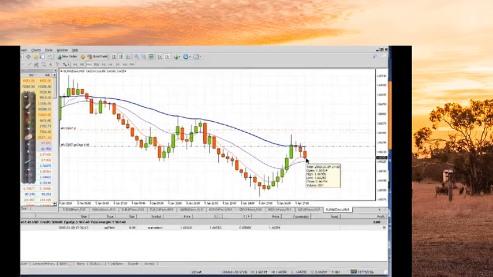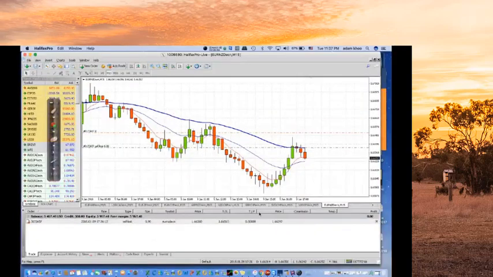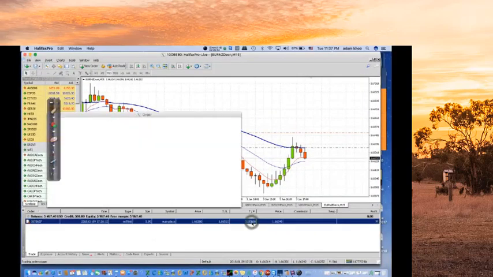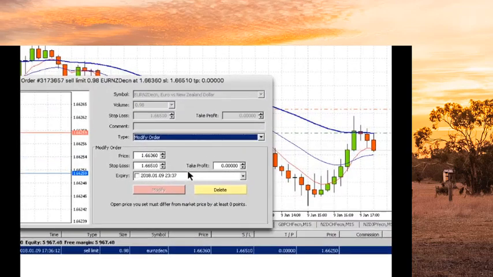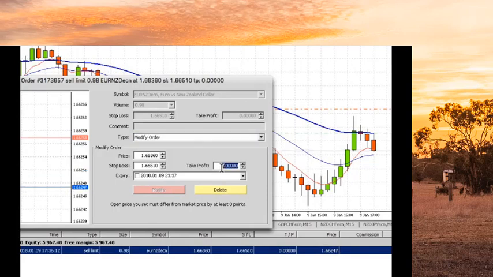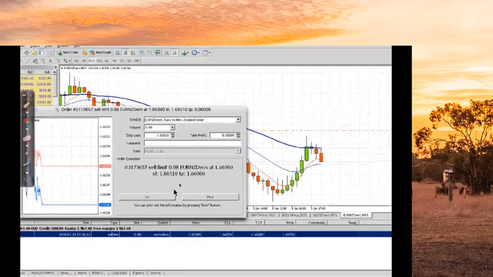Looks like it's coming down. I may not get filled. Let's hope I may get filled. Okay. So my profit target will be 30 pips below my entry price, which is 1.6606. There we go.